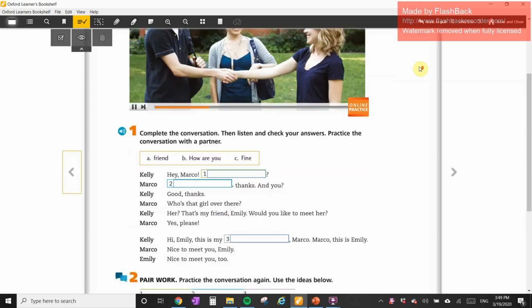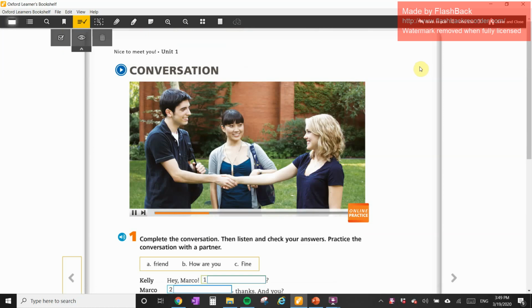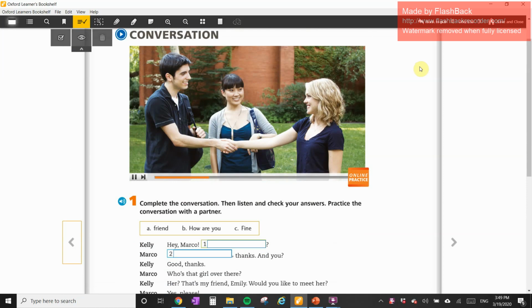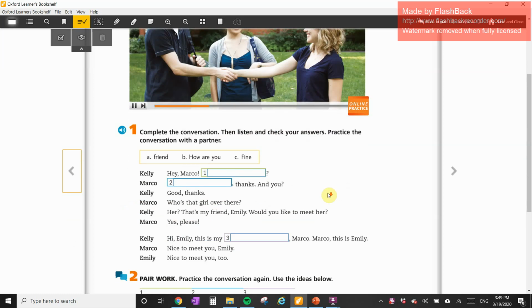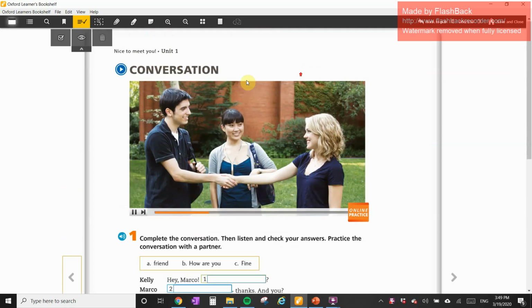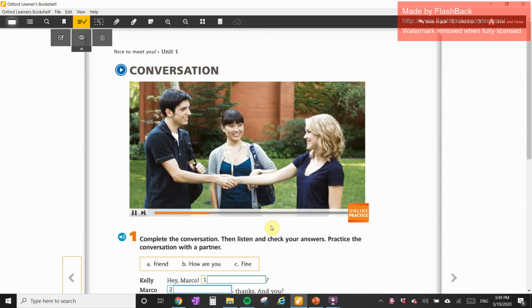We are on page 6. We are going to be listening to a conversation between some students, introducing each other. Pretty simple stuff, easy stuff. Just go ahead and listen, see if you can understand what they say. So here we have Kelly, Marco, and Emily all introducing each other. Let's go ahead and listen to their conversation.